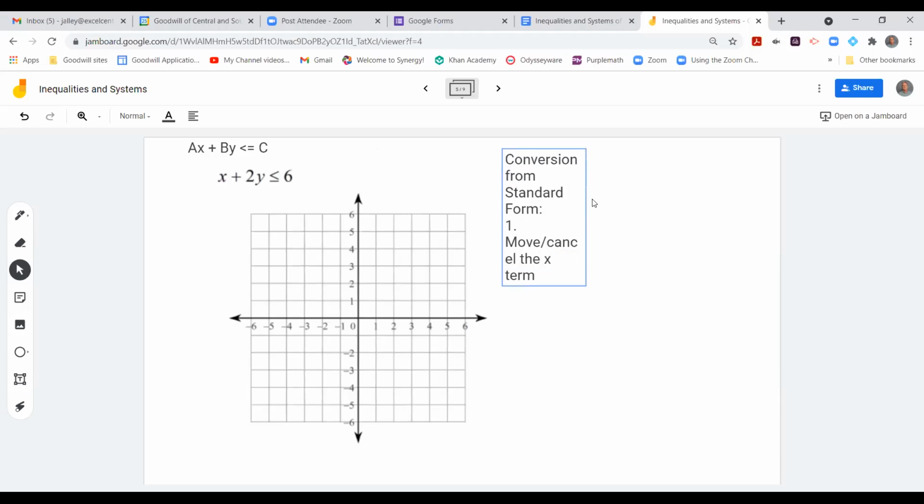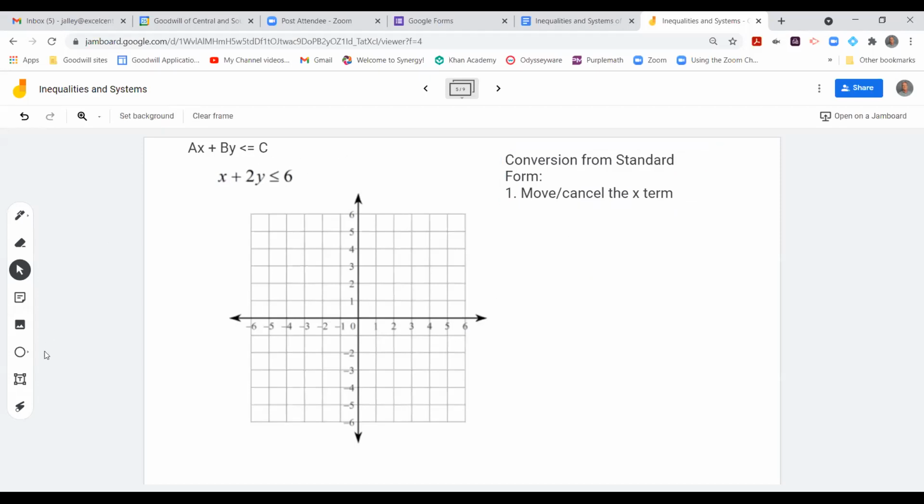The first thing you've got to do is move or cancel the x term, because slope intercept is y equals mx plus b. The x term is on the other side of the equal sign. How do we get it to the other side? Well, we have to cancel it on the left. And we're still talking opposite operations. So if we do something on the left, we have to do the same thing on the right.